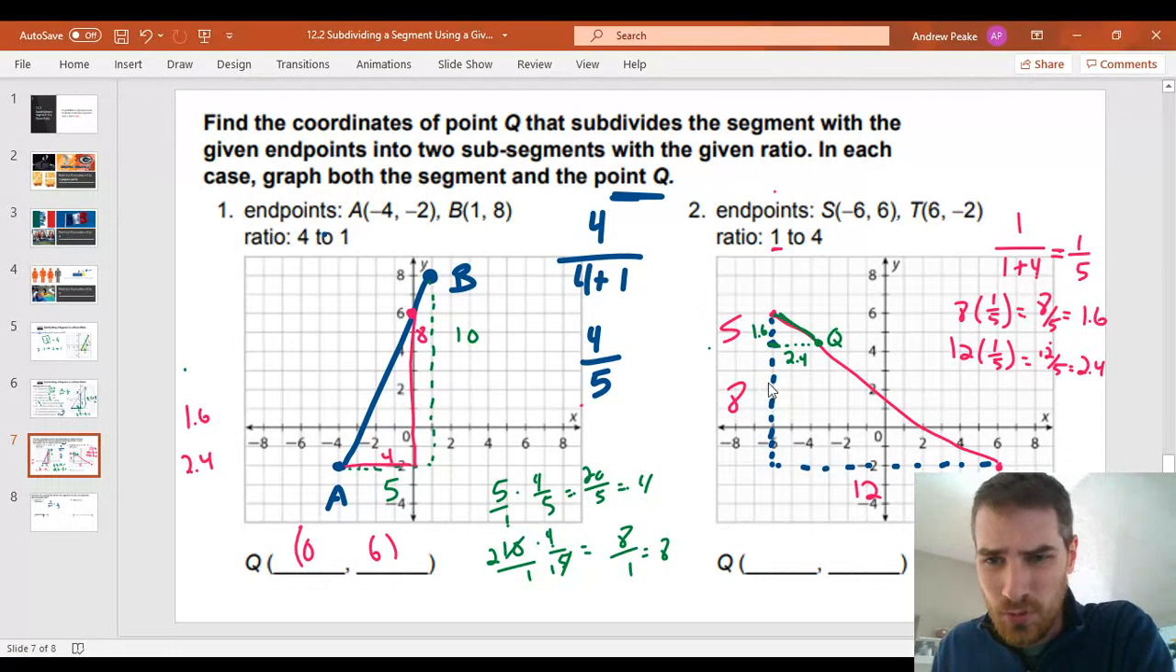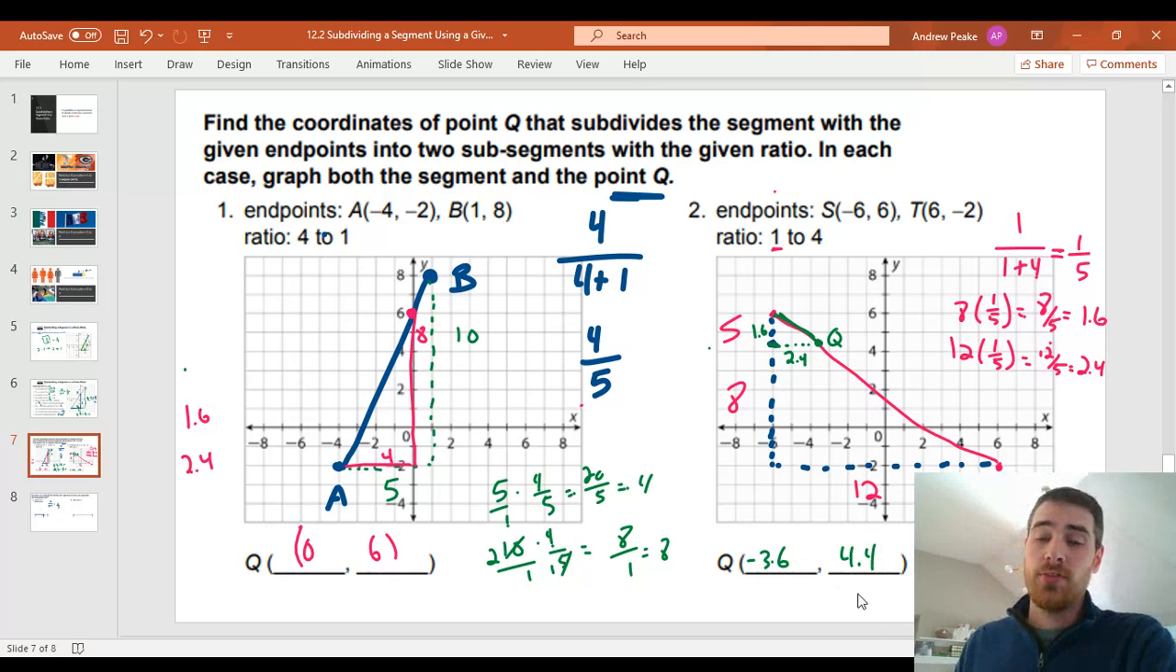So the points, we're going to say that's like negative 3 point, we'll say, so we went 2.4, so it'd be 3.6. And then we went 1.6 down. So it would be 0.4, so it'd be 4.4. So negative 3.6, 4.4, to figure out these points exactly.